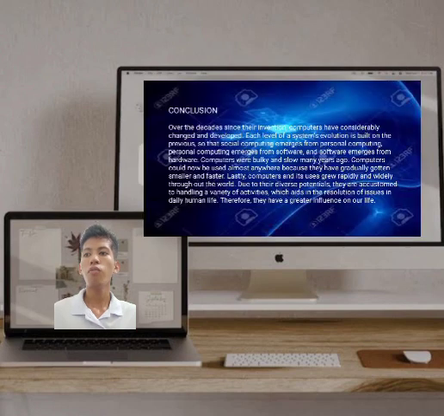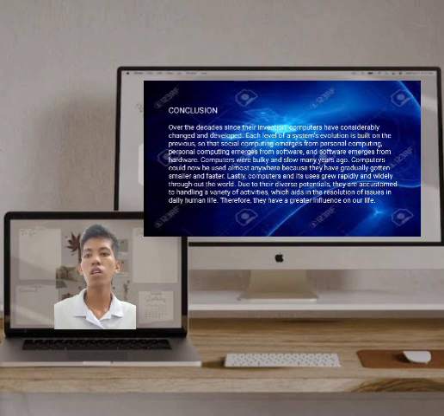Conclusion: over the decades since their invention, computers have considerably changed and developed. Each level of system evolution is built on the previous, so that social computing emerges from personal computing, personal computing emerges from software, and software emerges from hardware. Computers were clunky and slow many years ago. Computers can now be used almost anywhere because they have gradually gotten smaller and faster.